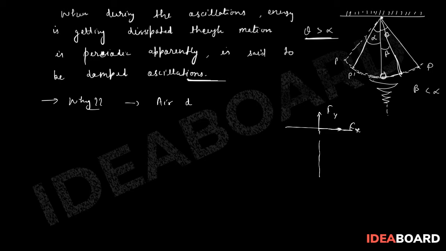So air drag and friction force at the point of suspension, that's why energy is getting lost. So slowly you see in real life the pendulum stops. In ideal SHM we were not seeing that when we calculated the time period, but here it stops. Now, talking about damped SHM.